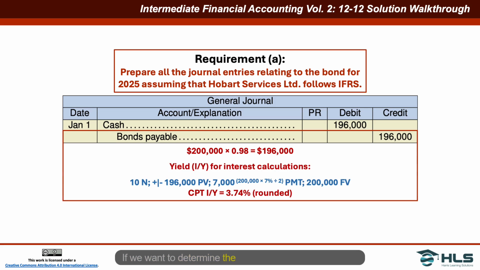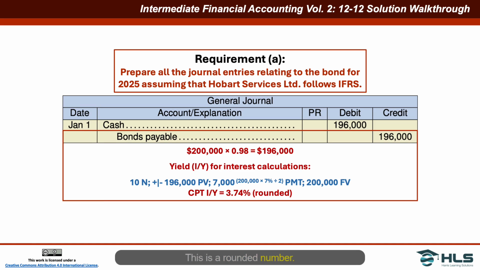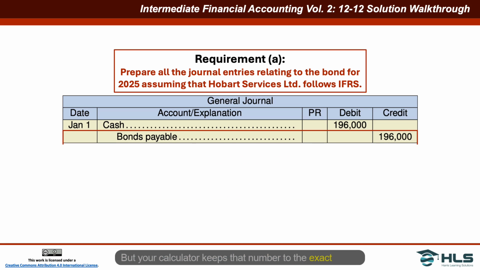If we want to determine the actual yield using our calculator, we input 10N, because this is a 5-year bond with semi-annual coupon payments. We'll enter 196,000, press the plus minus button, and then PV. For the payment, we've got $200,000 in bonds times the 7% coupon divided by 2, so that's $7,000. Press PMT, and then enter 200,000 and press FV. Now compute IY, and we end up with an interest yield of 3.74%. This is a rounded number, but your calculator keeps that number to the exact digits.